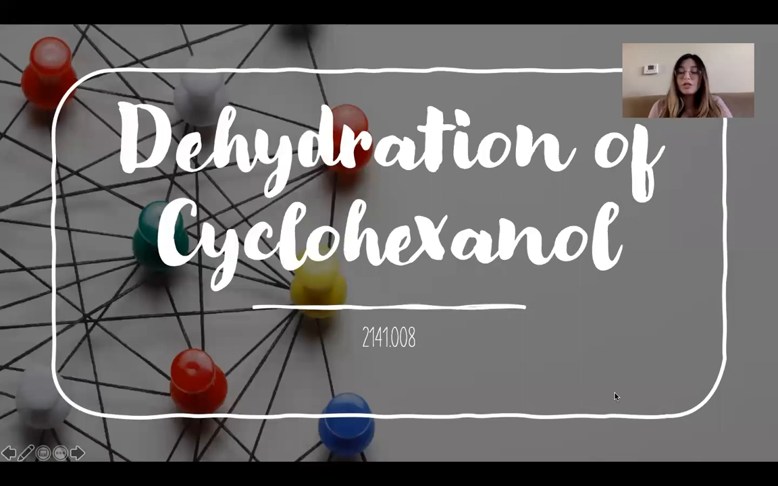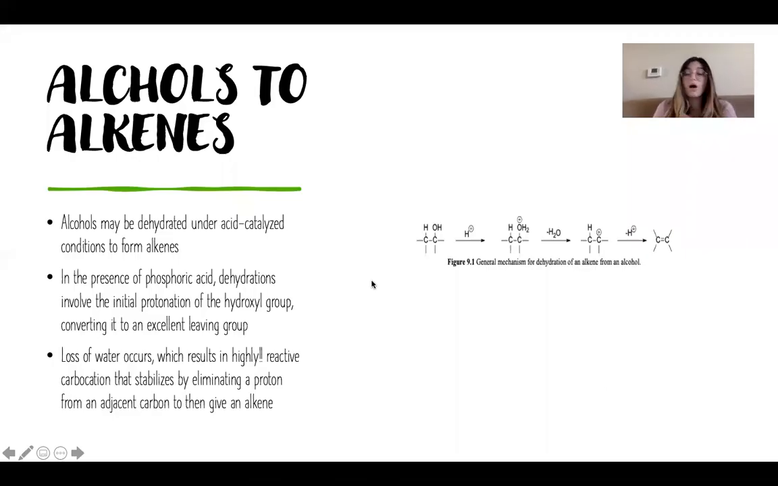Okay, dehydration of cyclohexanol. So alcohols can be turned into alkenes. Alcohols may be dehydrated under acid catalyzed conditions to form alkenes. In the presence of phosphoric acid, which is what we're going to be using, dehydrations involve the initial protonation of the hydroxyl group, converting it to an excellent leaving group.